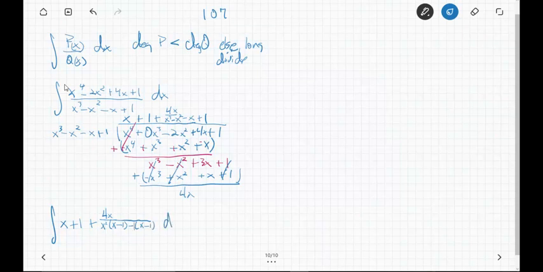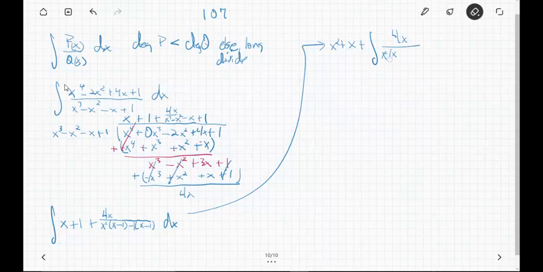Hey, now, don't forget your dx. It's like your vitamins every morning. Don't forget to take it. All right, now, watch what's going to happen. I already know that this is going to become x squared plus x plus the integral of 4x over x squared minus 1 times x minus 1, dx, of course. Good use of parentheses. Right?